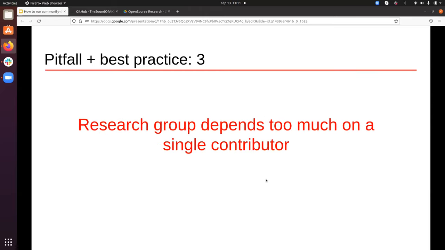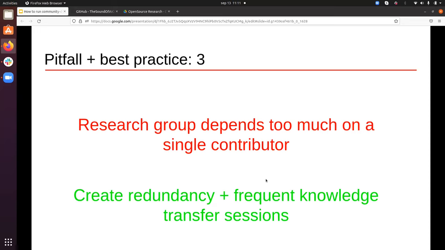Then, third pitfall. A research group that depends too much on a single contributor. The single contributor can just fade out because of life. So you have to be prepared for that. And indeed, it's important to create redundancy within these research groups. In order to do that, we can have frequent knowledge transfer sessions so that you have redundancy. So not everything depends on a single person.